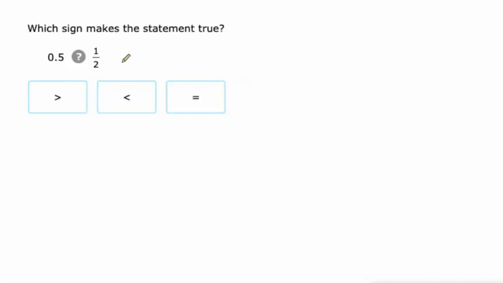And 0.5 and 1/2, hopefully we know that those are the exact same number. One's in decimal form and one's in fraction form.